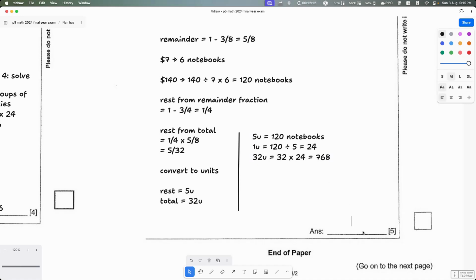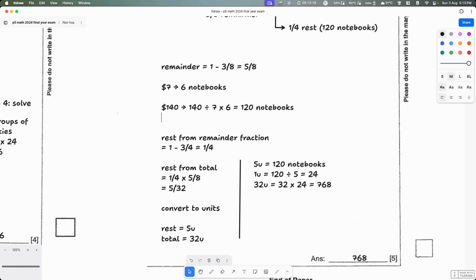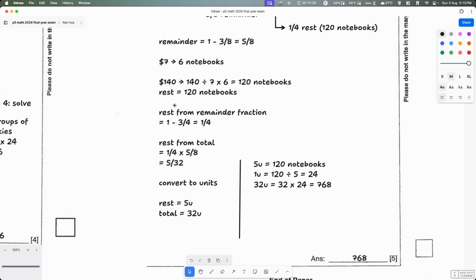So 768. I'll just add one more note: the rest is equal to 120 notebooks. Okay, hopefully it makes sense to you.